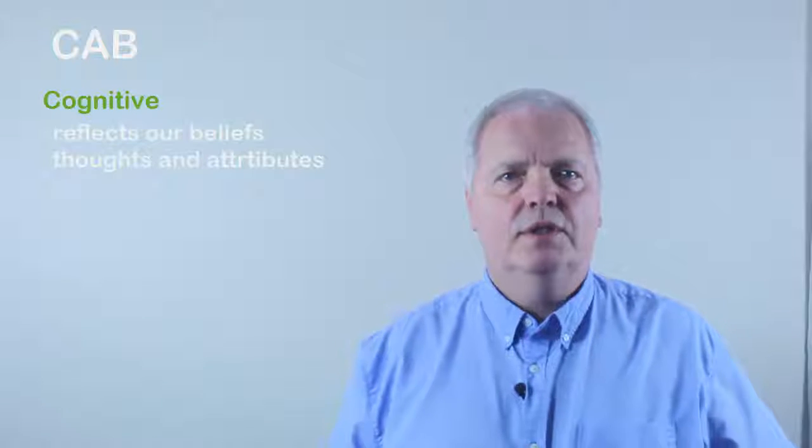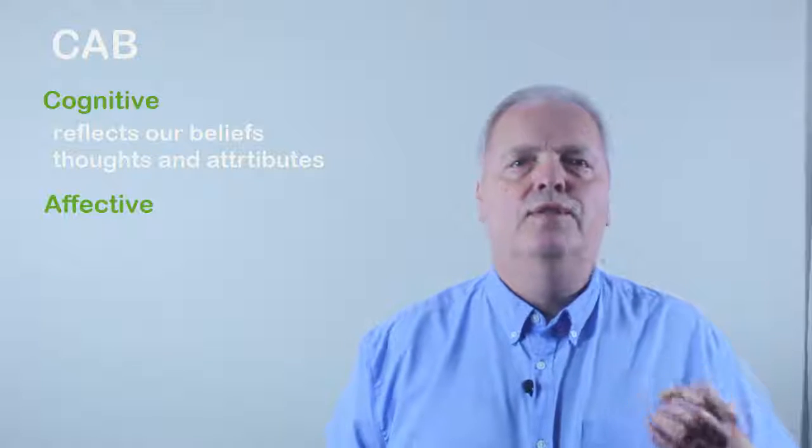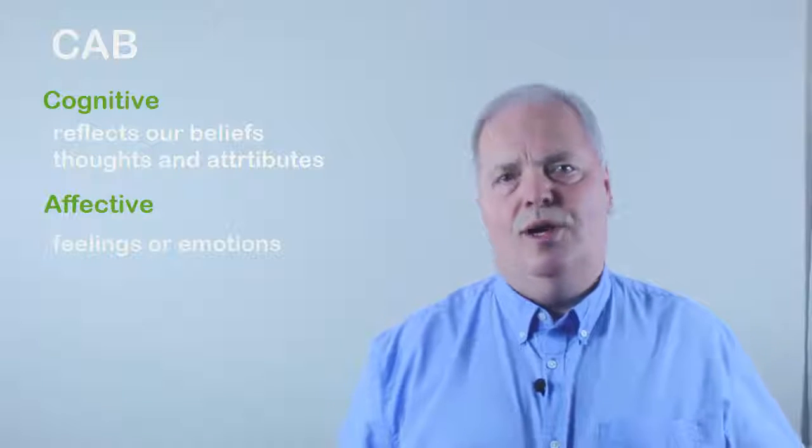This model is a composite of three components. The first one, the cognitive component, reflects our beliefs, thoughts, and the attributes that we have that are associated with the object that we have an attitude about. The second one, the affective, is the feelings or emotions linked to the object.